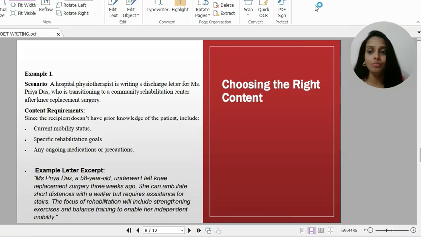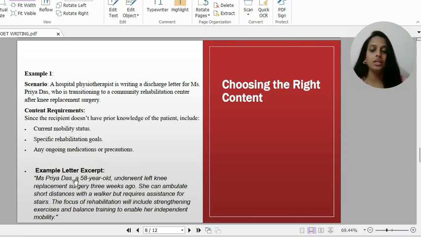Let's see an example. Scenario 1. A hospital physiotherapist is writing a discharge letter for Ms. Priyadas, who is transitioning to a community rehabilitation center after knee replacement surgery. The content requirements are given here. Since the recipient doesn't have prior knowledge of the patient, we need to include current mobility status, specific rehabilitation goals, and any ongoing medications or precautions. And an example is given here.